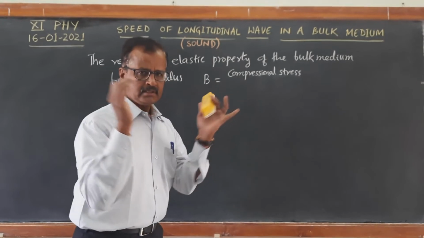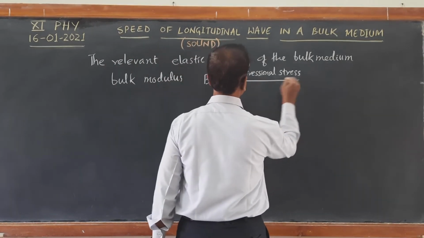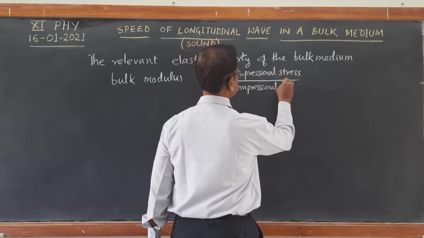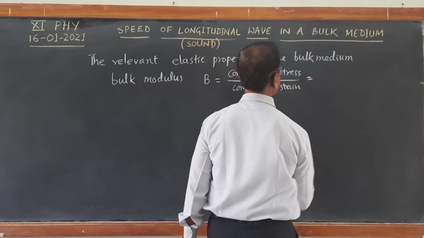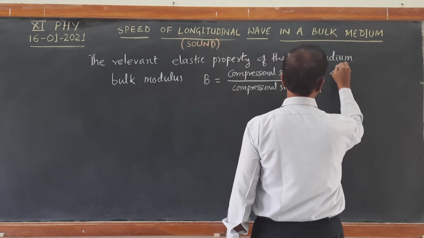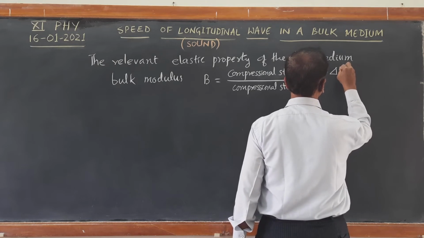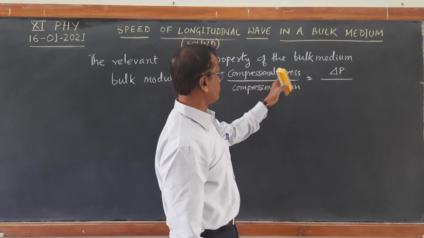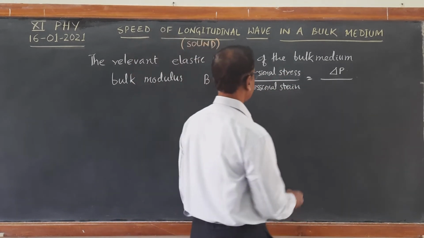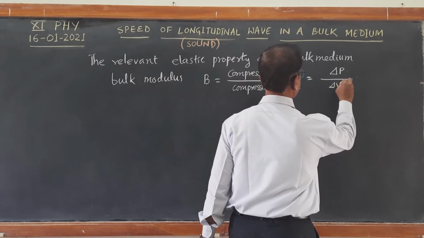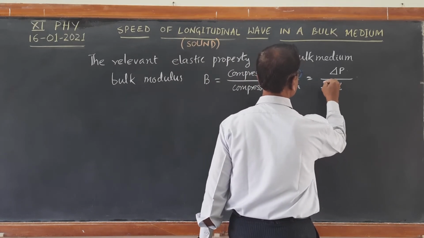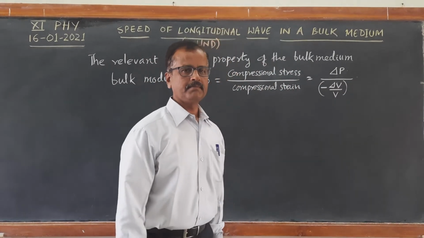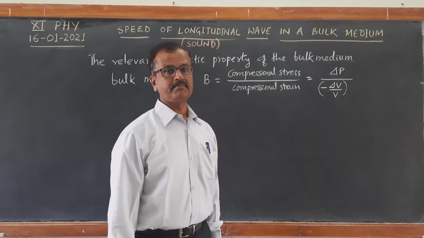Compressional stress is nothing but pressure. Compressional strain, which is nothing but delta F by A, gives you delta P, the change in pressure. So force per unit area gives you pressure, divided by compressional strain, delta V by V. Since it is compressing, therefore it is taken with a negative sign. We have studied it in the elastic properties of matter, right?